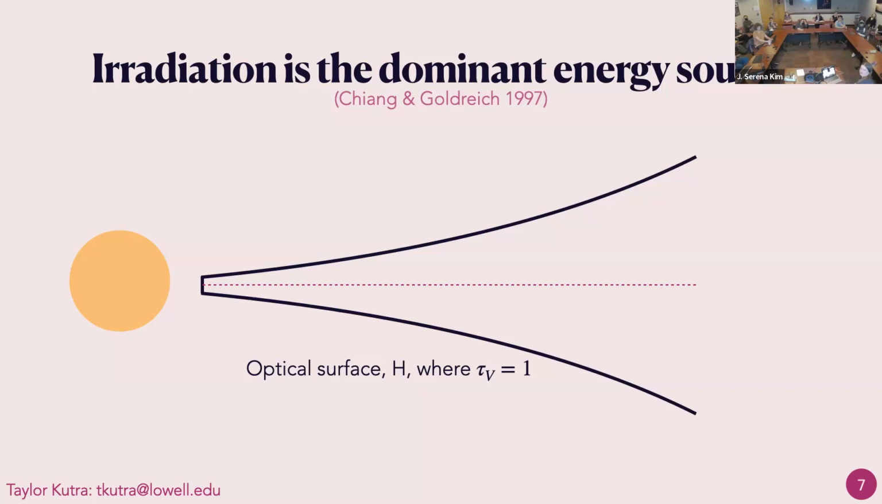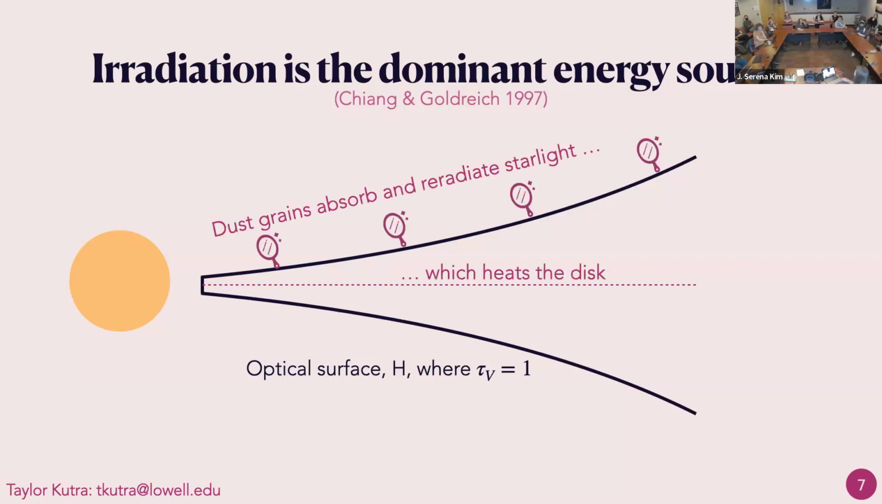So when I think of a disk, I think of this nice flared surface. This is the optical surface. It's where the gas becomes opaque to photons from the star, from visual light. But what's really happening on this optical surface is there are these micron-sized dust grains, the ones that we need to replenish, the ones that are really important, and they act like little mirrors. They absorb incoming stellar radiation, and then they re-radiate it isotropically.